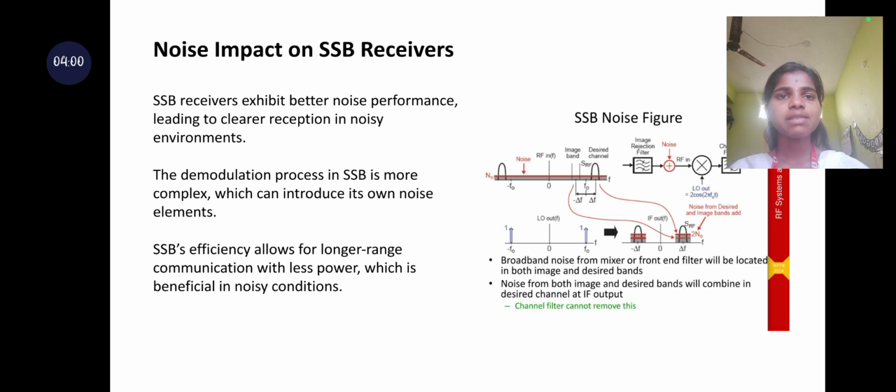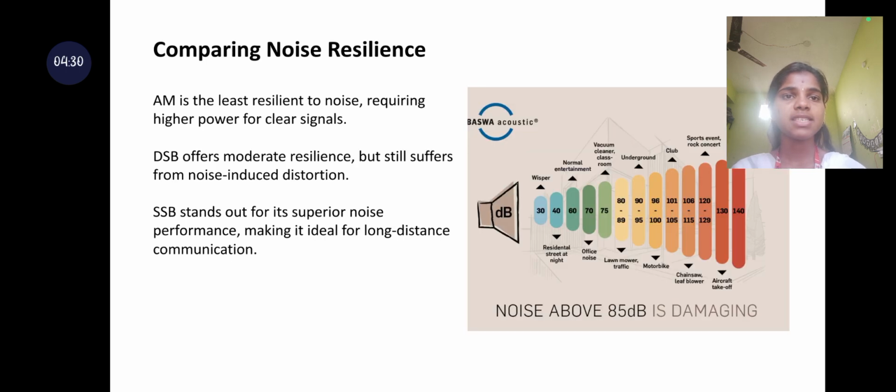Noise impact on SSB receivers. SSB receivers exhibit better noise performance, leading to clear reception in noisy environments. The demodulation process in SSB is more complex, which can introduce its own noise elements. Single sideband's efficiency allows for longer range communication with less power, which is beneficial in noisy conditions.